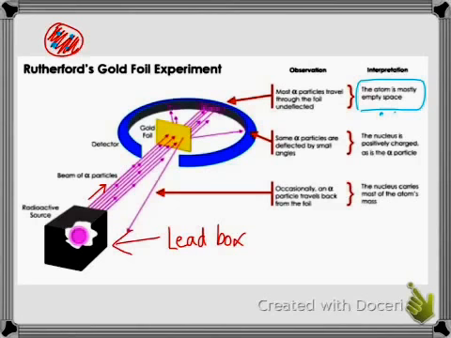So this was the explanation that was given. The interpretation was that the nucleus is positively charged, as is the alpha particle. It was also seen that certain particles went through a 180 degree deflection. That is, occasionally an alpha particle travels back from the foil. Thus, it was proved that the nucleus carries most of the atom's mass.